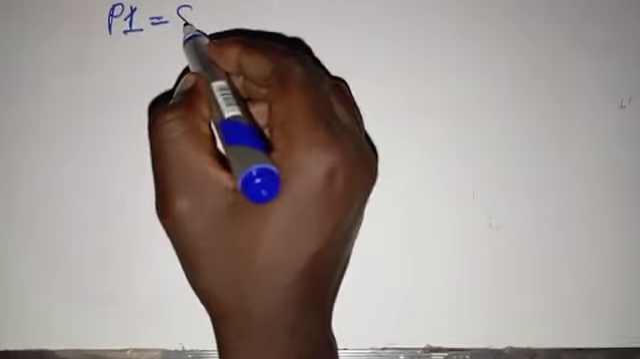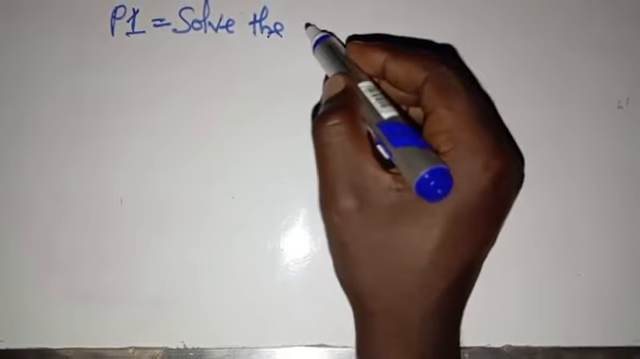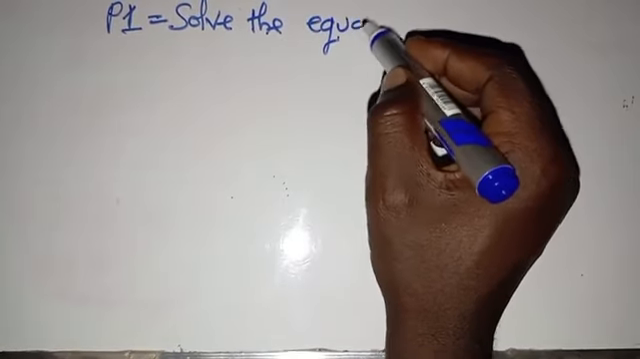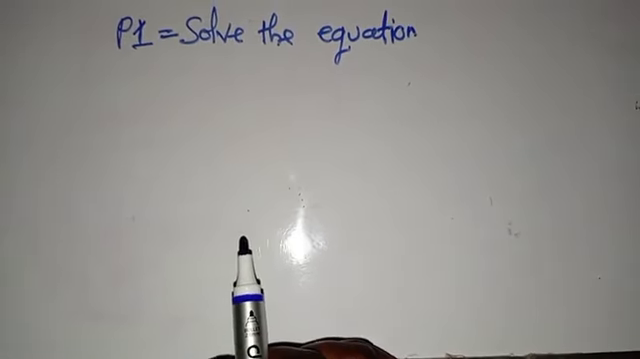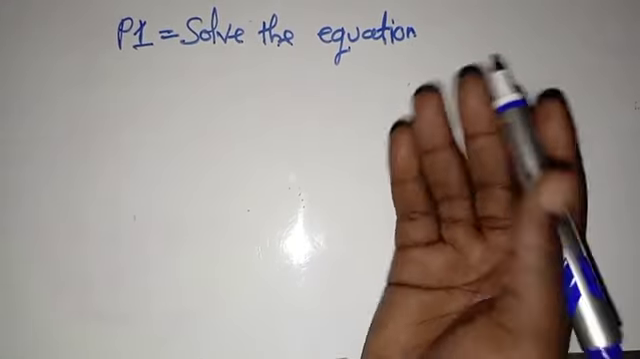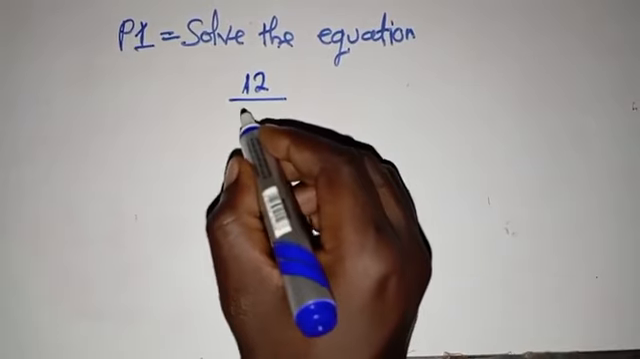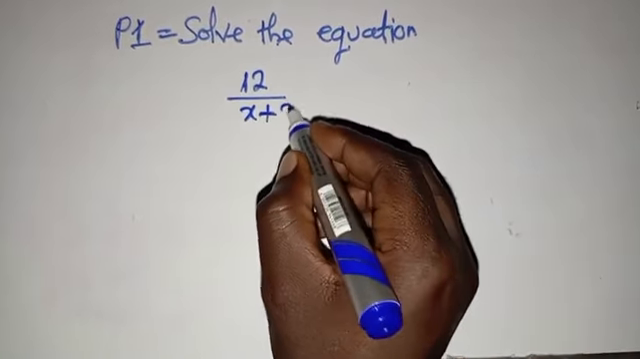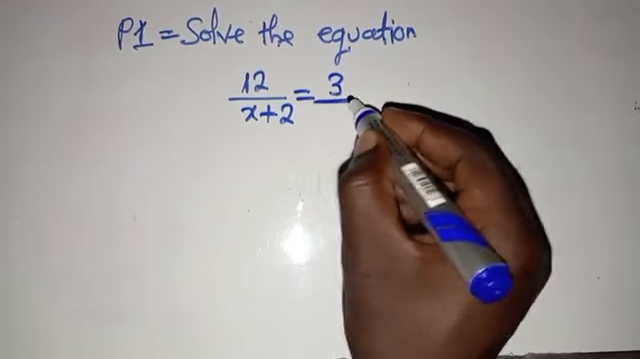You are taught to say, solve the equation. They're just telling you to do what? Solve the equation. They just want you to test your knowledge or your understanding. What is the equation? 12 over x plus 2, which is equal to 3 over 5.